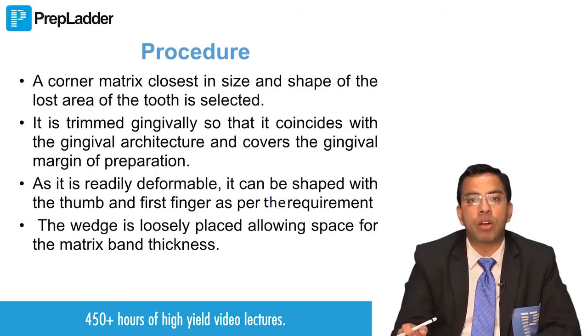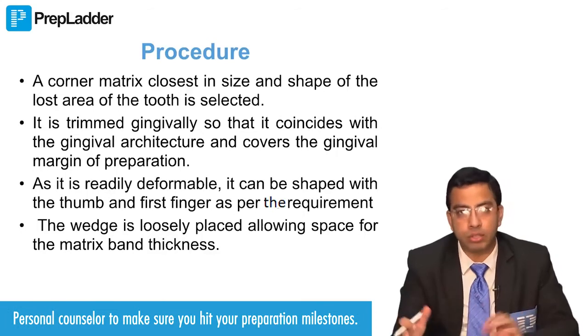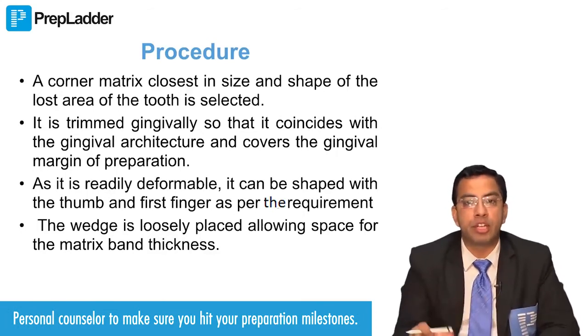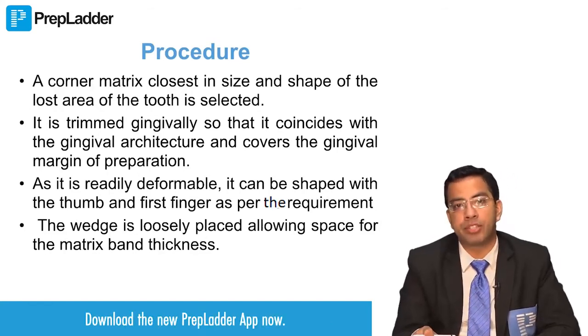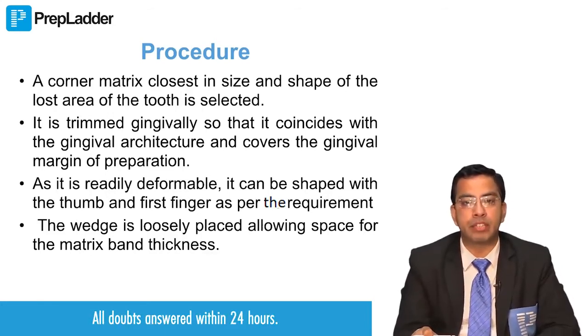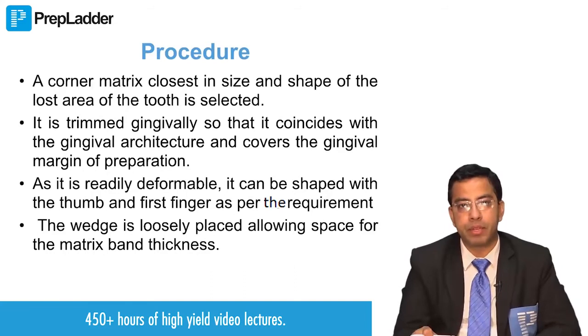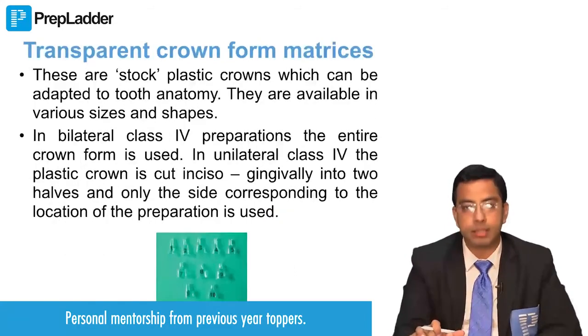Procedure: a corner matrix closest in the size and the shape of the lost area is selected from the box. It is trimmed gingivally so that it coincides with the gingival architecture and covers the gingival margin of the preparation. As it is readily deformable, it can be shaped with the thumb and the first finger as per the requirement. The wedge is loosely placed, allowing space for the matrix band thickness.